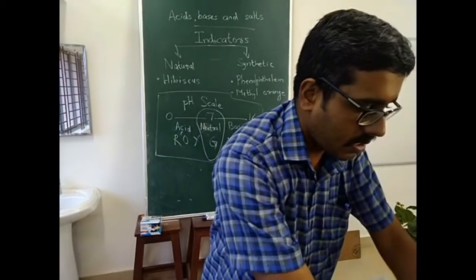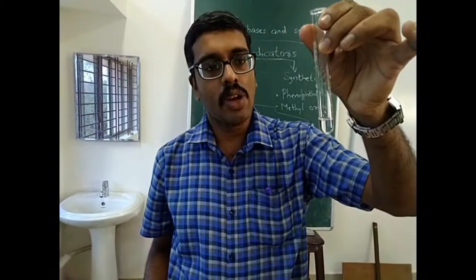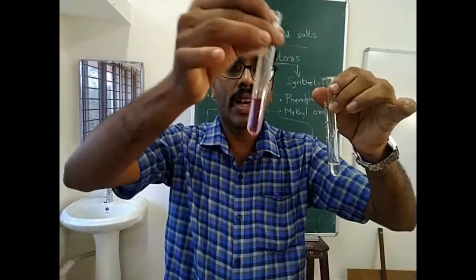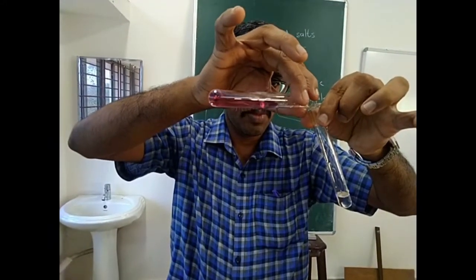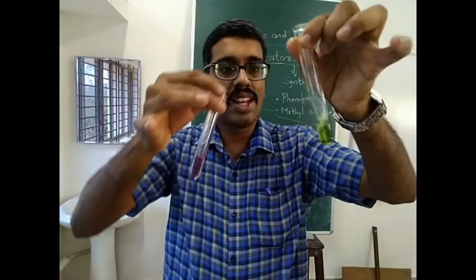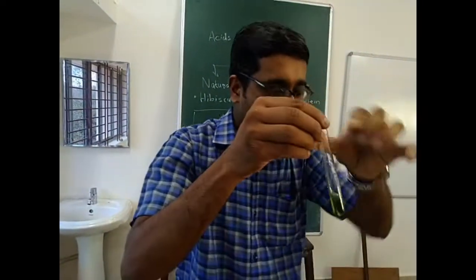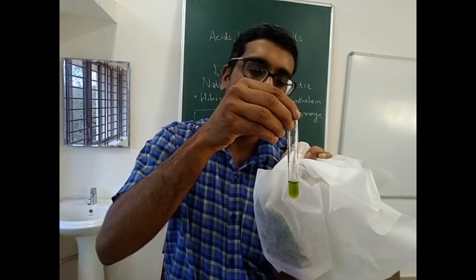Now taking a basic solution, it is dilute sodium hydroxide solution. Into that I am going to add the hibiscus solution. You can see it turns green in color. You can see it is clear. Base becomes green in color.